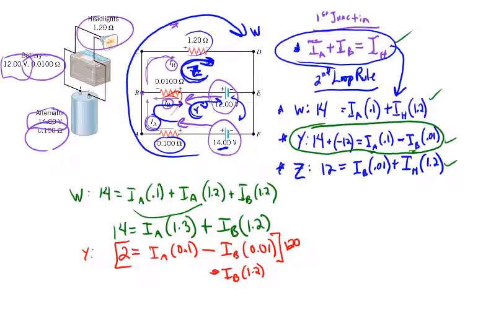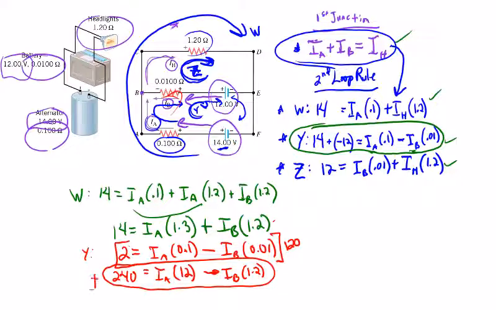And then I have 120 times this, so this is going to make it IA times 12. And then I also have to take the 2 over here times 120, so that's going to make this 240. So now I have a brand new version of Y where I basically just multiplied both sides by 120, but I can combine it, so I can add these two equations together to eliminate the IBs. When I do that, the IBs will go away.